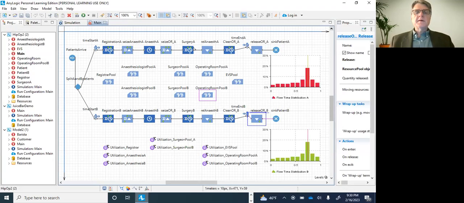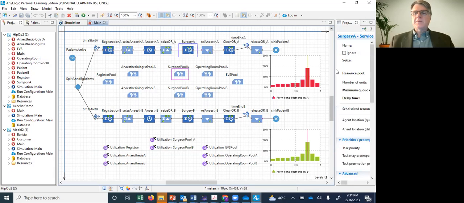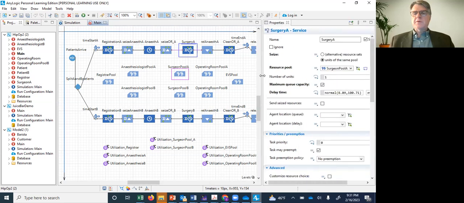Notice that it's present here in track A. I just want to show you that. The reason I mention this is because when we do the scenarios, we're going to be changing this. So it's normal of 8.09, mean of 100.71, and the same is true down here: 8.09, 100.71. Right, let's run it.